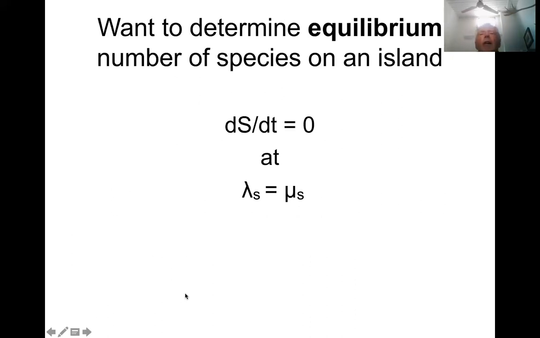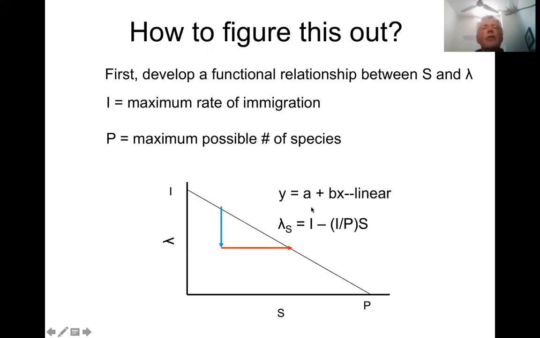So what we want to know is what's the equilibrium number? How many species will eventually come to be on an island? That is, we want to know when this differential equation, dS/dt, the rate of change per time in species number, equals 0. And this is going to occur just like in populations when birth rate equals death rate. This is going to occur when the immigration rate equals the extinction rate. So how do we figure this out?